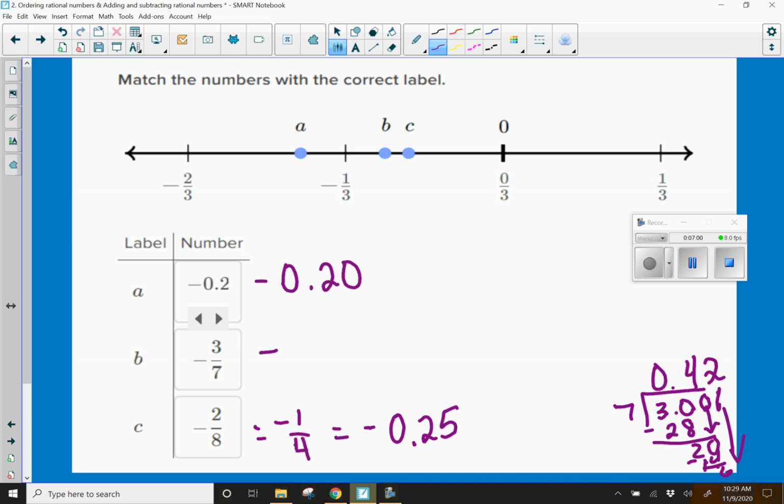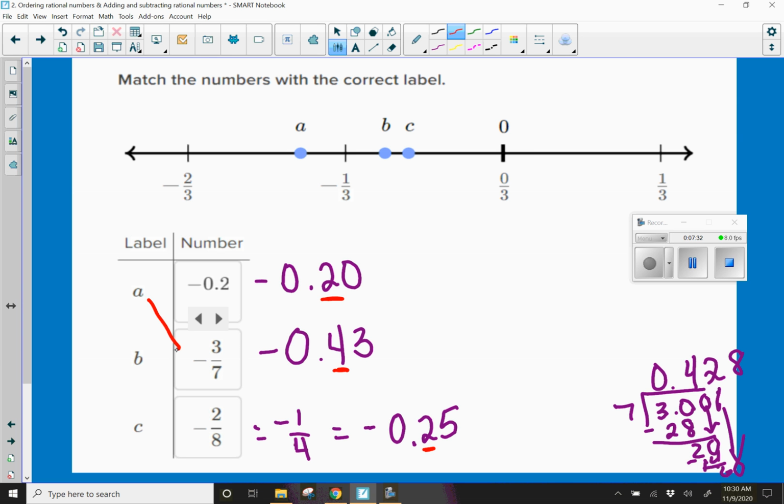And 7 goes into 68 times. So I'm going to actually round this one up because it's 5 and above. We give it a shove. So let's write -0.43 for this one. Now we've taken them all out to the hundredths place. So when you think about your number line, the number that's the largest in your tenths place is going to be the furthest from 0. So that means that A has to be -3/7.